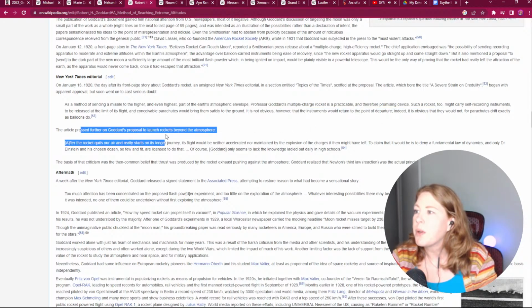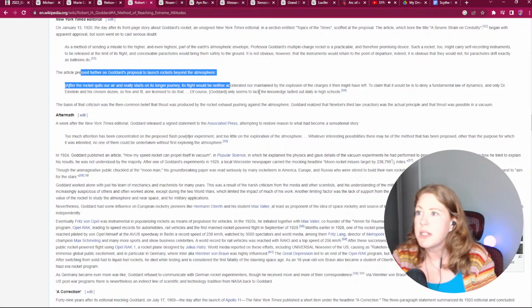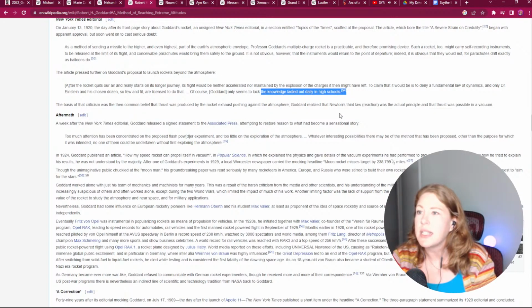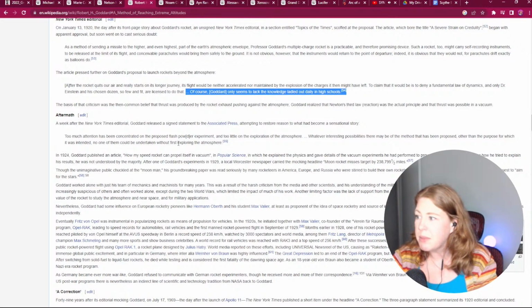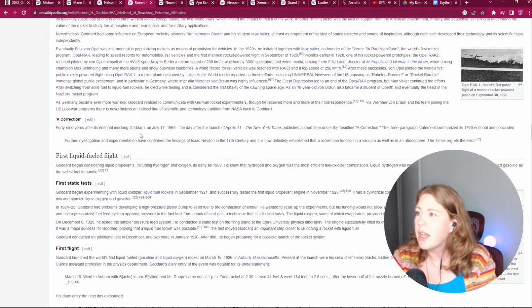Pressed further on Goddard's proposal to launch rockets beyond the atmosphere. Of course, Goddard only seems to lack the knowledge ladled out in daily high schools. Wow, that's ouch. That was meant to be mean. That was meant to be mean right there. Oh, and he had to issue a correction after the Apollo 11 mission.